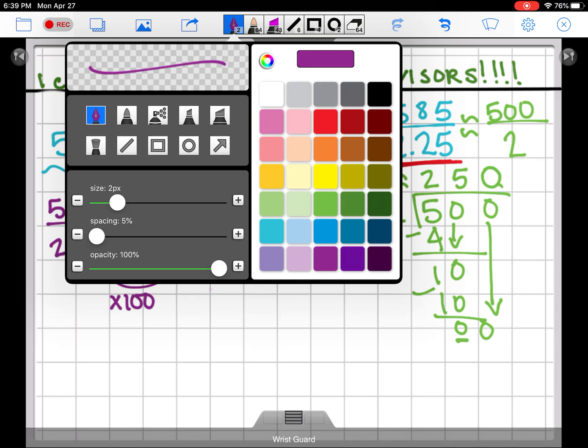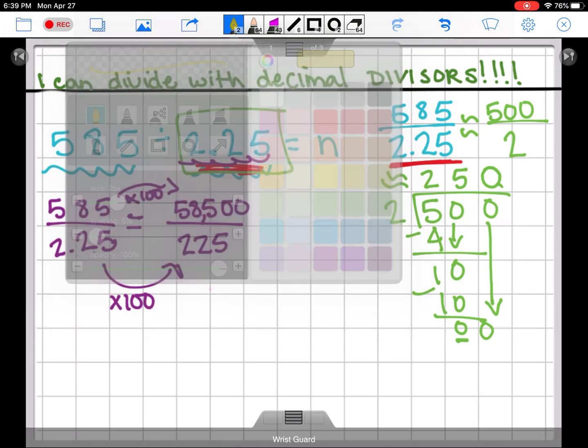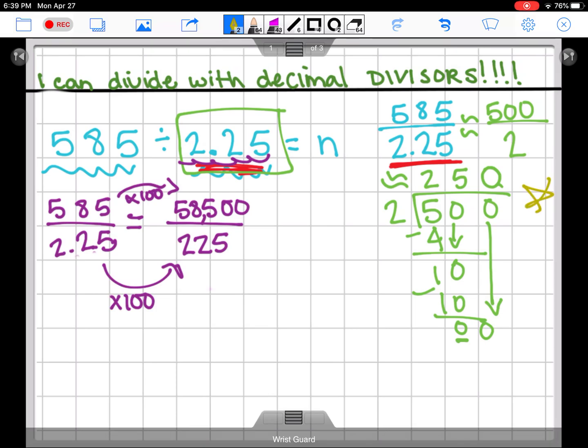And guess what? Because we have taken care of our estimation and we've taken care of our divisor, it no longer has a decimal in it, now I can just do my division. Yay! Let's see, I need to make myself a little space. This is going to be my little division spot. Let's fit this bad boy in here.